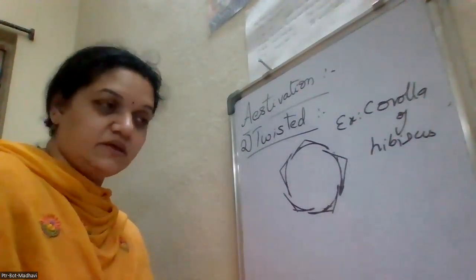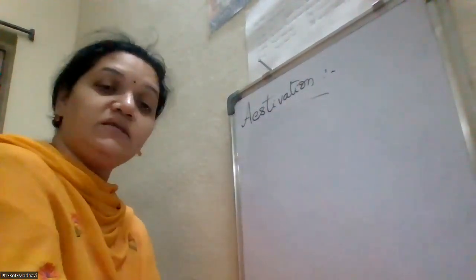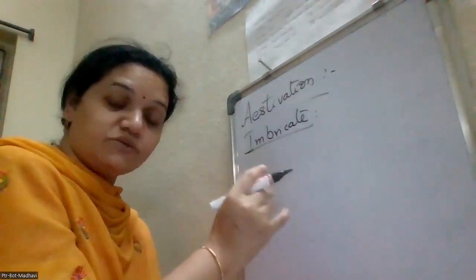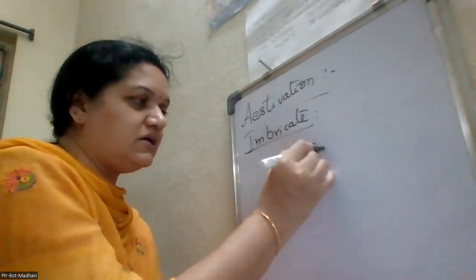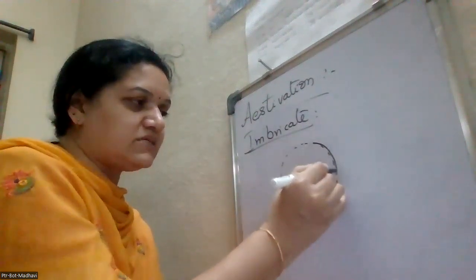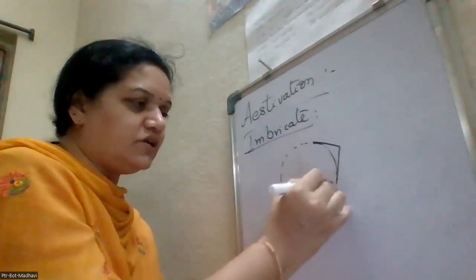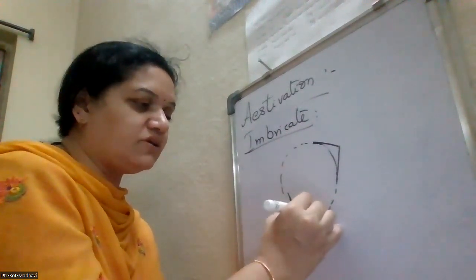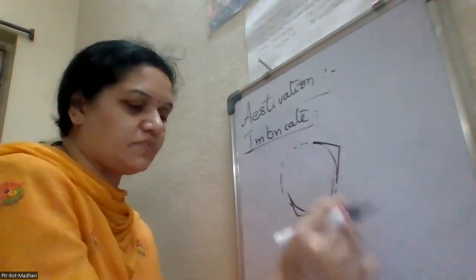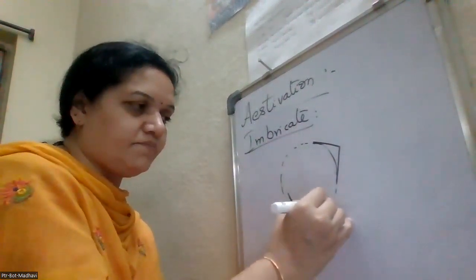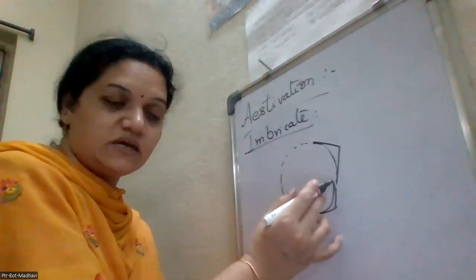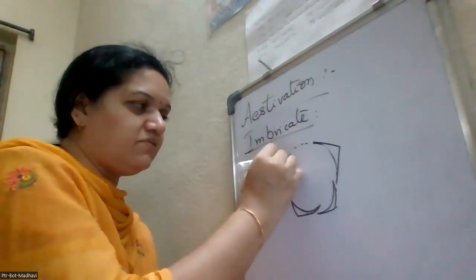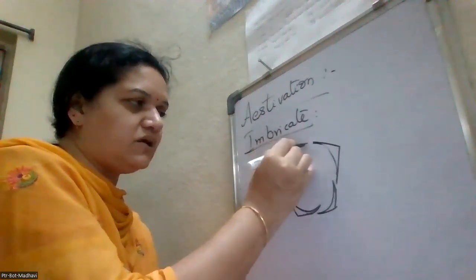Now comes the imbricate type of aestivation. In the imbricate type of aestivation, the petals are not arranged in a systematic manner. In this, one petal is completely out, and alternate to this, another petal is completely in, and the rest of the petals will be in and out condition. One end is in, the second end is out. And here also, this should be out and this should be in. When this is in, then this should be out and this should be in.